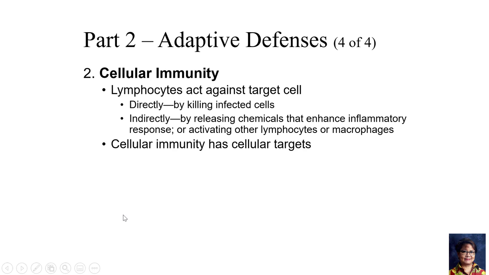So there's the second aspect of the adaptive defense, which is our cellular immunity. Here, the lymphocytes act against the target cell. There is actually one-on-one combat. They are actually killing directly the infected cells. There's also indirect killing. It's not really that they have hands that they could actually fight. No, they are actually doing this direct killing indirectly by releasing chemicals that would enhance inflammatory response or activating other lymphocytes or macrophages so they can actually do the job. The cellular immunity pretty much has cellular targets.